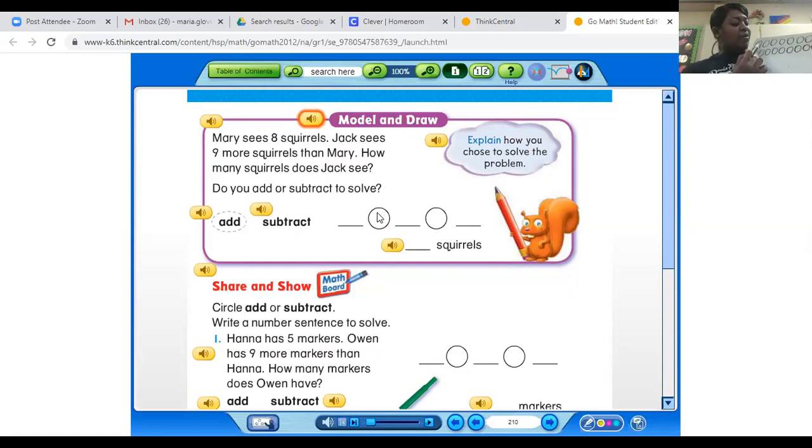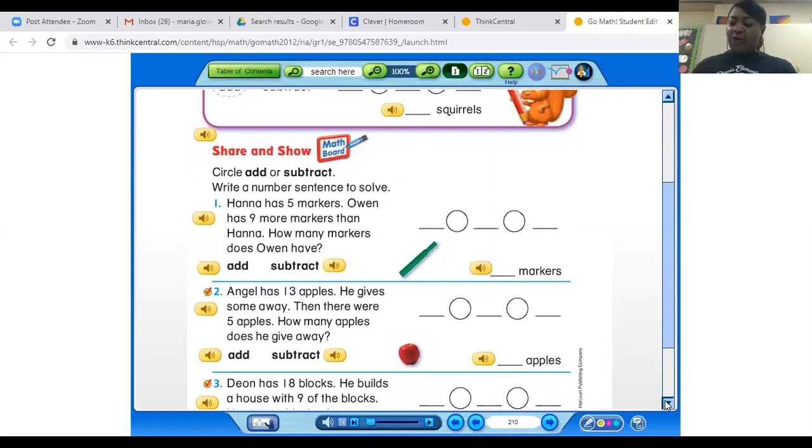So let's see. 1, 2, 3, 4, 5, 6, 7, 8, 9, 10, 11, 12, 13, 14, 15, 16, 17. So we see 8 plus, remember our plus sign, we're adding, 8 plus 9 equals 17. So 8 plus 9 equals 17. There are 17 squirrels. All right, let's do numbers 1 and 2 and 3 together.